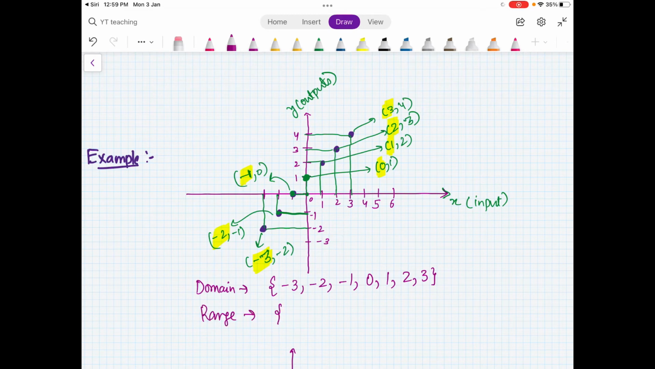Range is all the outputs. Now let us see what are the outputs. Outputs are -2, -1, 0. Then you have 1, 2, 3, 4. So let us write down the outputs. So outputs are going to be -2, -1, and then 0, then 1, then 2, then 3, and then 4. So these are the outputs. Okay, so this is how we write the domain and range.